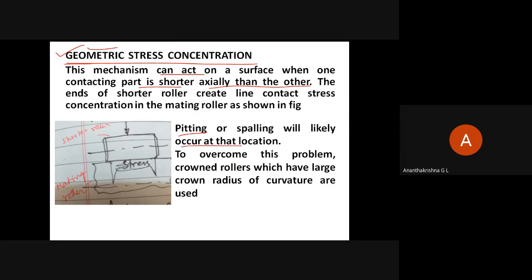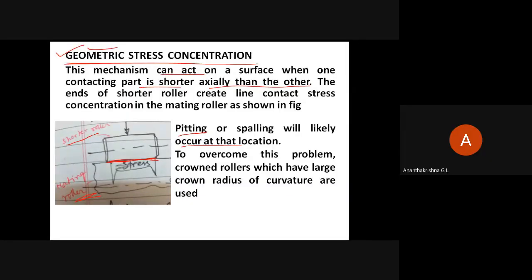So that is this entire line contact that you can see in the picture. This is a shorter roller that is on the top, and this is the mating roller which is larger in size. So the shorter roller creates the line contact stress concentration in the mating roller as shown in the figure. Such contacts will induce pitting or spalling at the location where there is line contact.